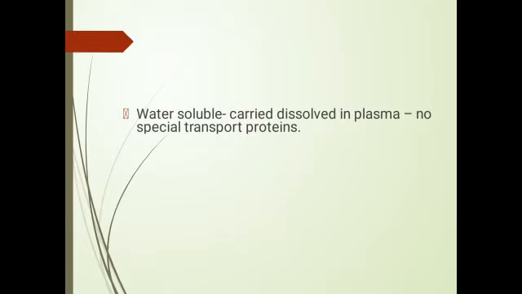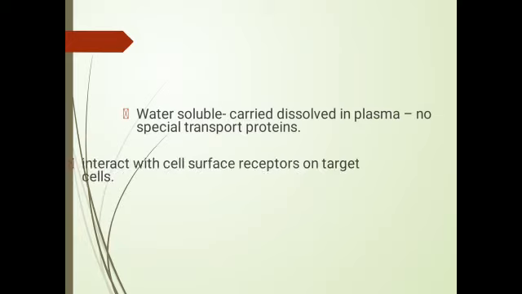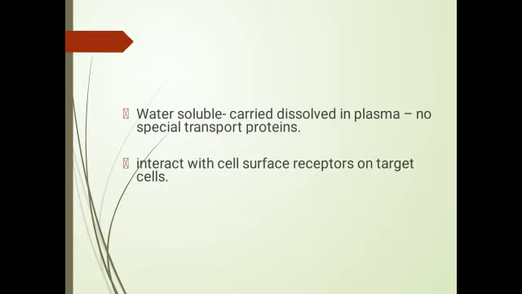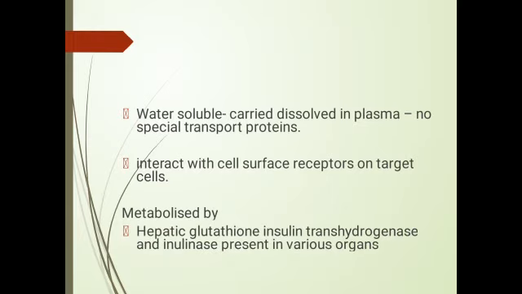How is insulin transported and metabolized? Insulin is a protein hormone, so it is water soluble. It is carried dissolved in plasma, and no special transport proteins are required. It interacts with the cell surface receptors on the target cells, and then it is metabolized by two enzymes. One enzyme in the liver, that is hepatic glutathione insulin transhydrogenase, and second is the insulinase enzyme present in various organs. The half-life of insulin is short, 5 to 10 minutes.